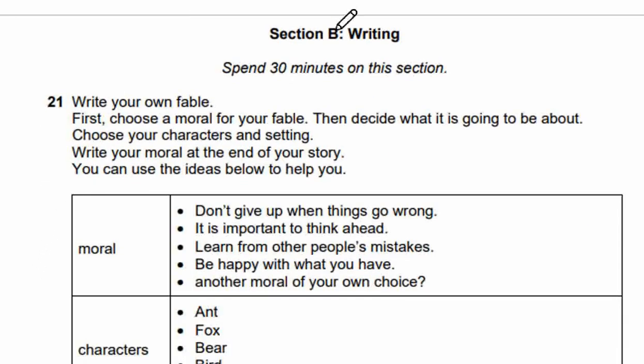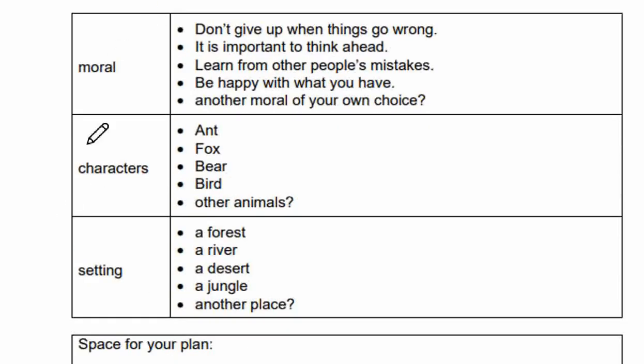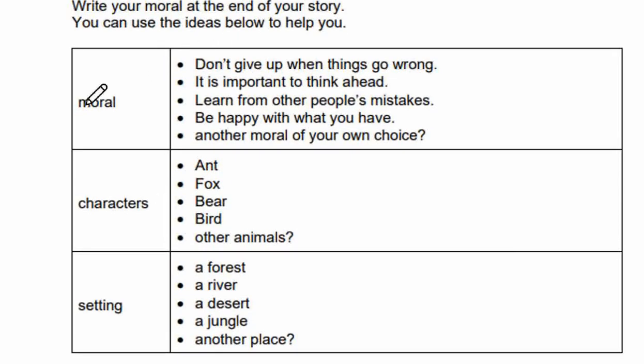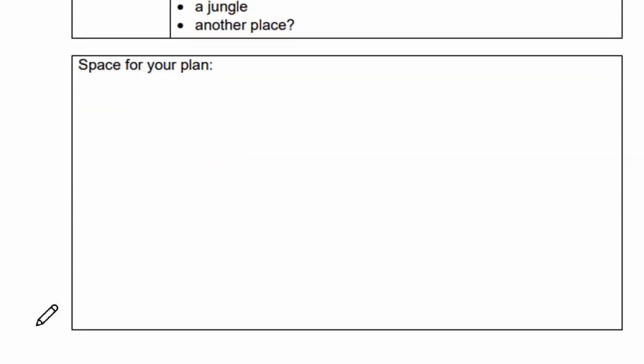Then section B, writing, spend 30 minutes on this section. So section A, 30 minutes, section B, 30 minutes. So 21, we have to write our own fable. The instruction, and some ideas, the moral, characters, setting, and this is space for your plan. Next, this is the space for writing. This is altogether 2 pages, so if you can write up to one and a half, maximum 2 pages is good. Okay, this is the end of this paper.